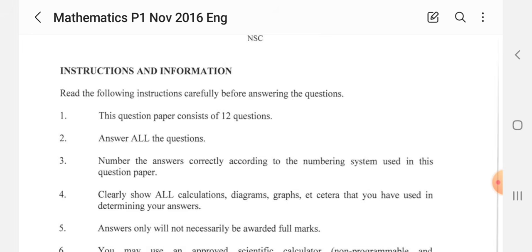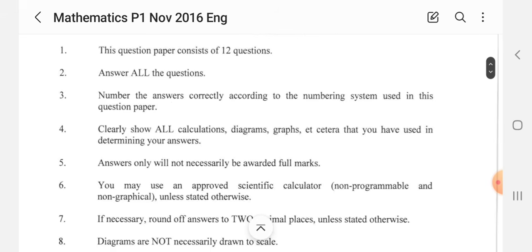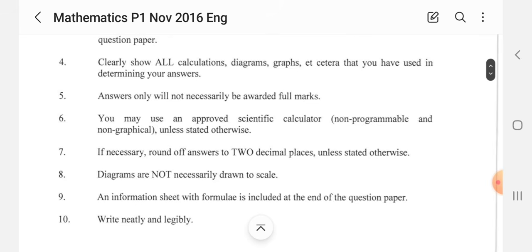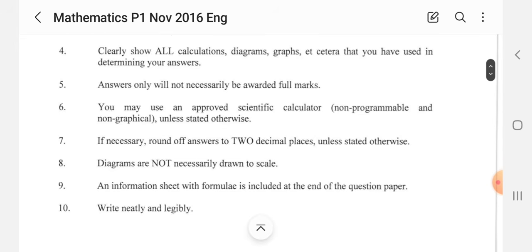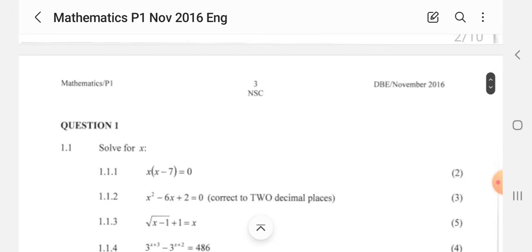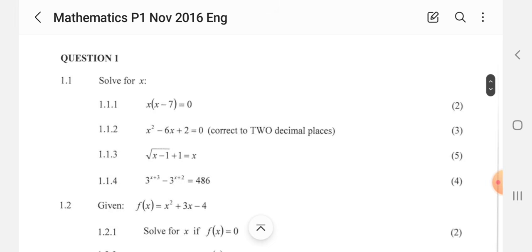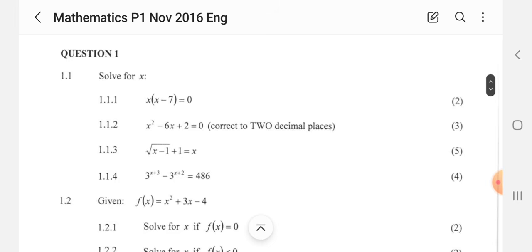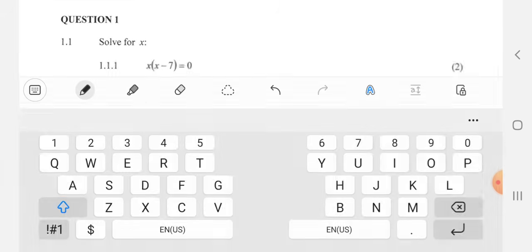So this question paper consists of 12 questions. Answer all the questions and number the answers correctly according to the numbering system used in this question paper. So it's very important that you read your instructions and information before you answer your question paper and make sure that you understand all of them. Now, here we are, and we are about to solve for x.